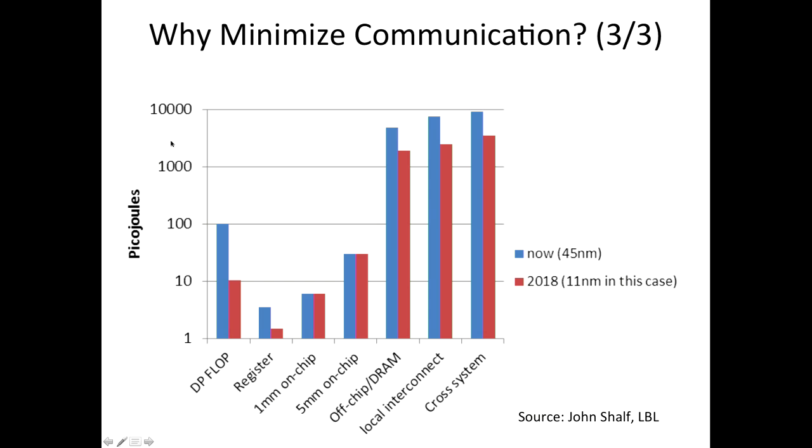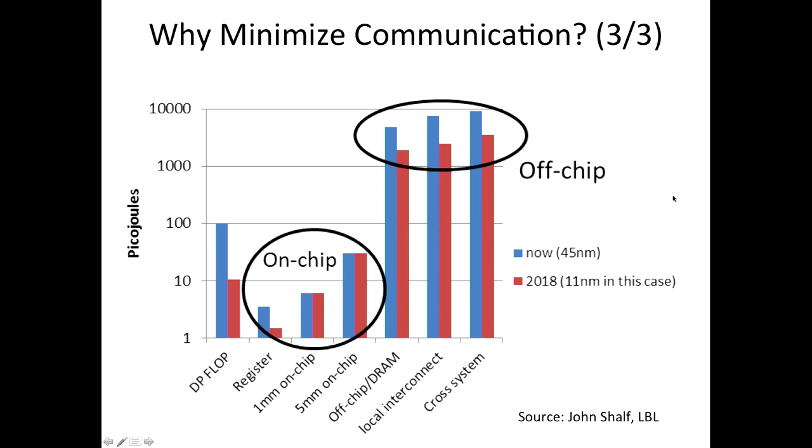Here's a plot of how much energy it takes to do various operations on today's platforms and future platforms. So the vertical axis is the energy per operation on a log scale. This is floating point. The next one is to move data into and out of a register, then to move it a little bit on the chip, to move it a little bit farther on the chip, and then finally, moving it off the chip.